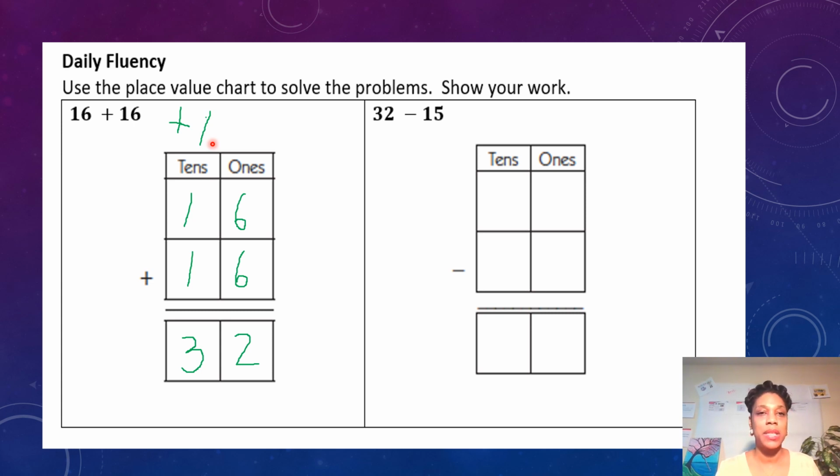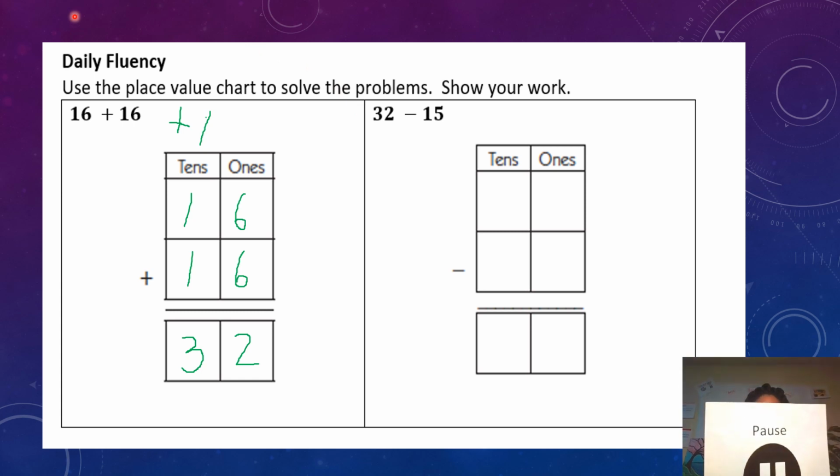Now I can add what's in the tens place. I have 1 plus 1 plus 1, which equals 3. So 16 plus 16 equals 32. Now go to the second problem. 32 minus 15. Please press pause and solve it on your own.